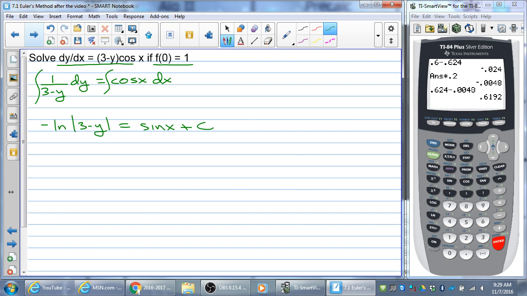Chain rule, right? Chain rule gets you all the time. If I don't have that, the derivative of this is 1 over 3 minus y times a negative 1 because of the inside. That dang chain rule gets you all the time. So the reason I picked this one, among other reasons, is because of that little, not trick, but just something you have to remember: that has to be negative if it's 3 minus y. Now if it was y minus 3, natural log of absolute value of y minus 3, the derivative of that would be 1 over y minus 3 times 1, not negative 1. So we would need an extra negative.